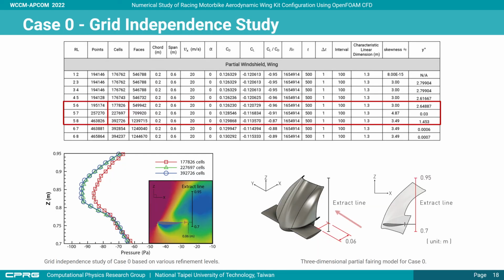We created an extracted line behind the wing of the partial fairing to visualize the pressure contour in the z direction. The green line, which is refinement level 5 to 7, generated approximately 227 cells, overlaid on the blue line, which is refinement level 5 to 8. The setting of refinement level 5 to 7 passed the grid-independent study and it's usable.